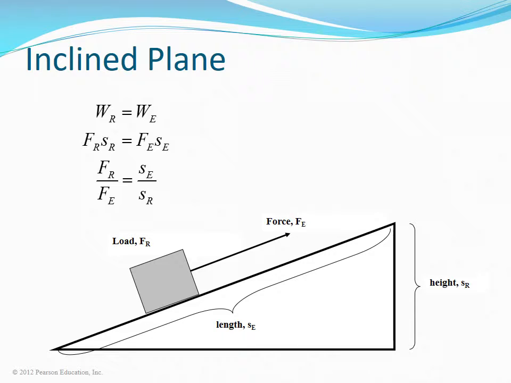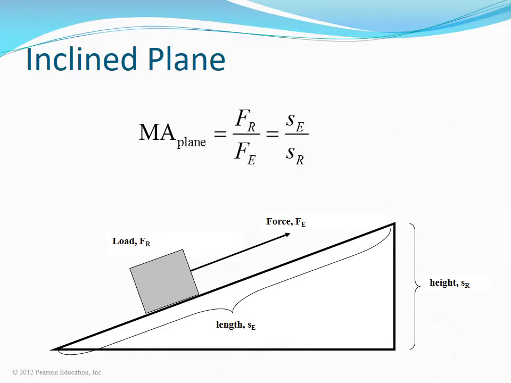The work done on the resistance is equal to the work done by the effort. The work input is equal to the load times the distance traveled up the ramp, which is the length of the ramp, S sub E. The work done in raising the resistance using the inclined plane equals the resistance times the height the resistance is raised, S sub R. The mechanical advantage of the inclined plane is equal to the distance the load is pulled up the ramp divided by the height of the load lifted above the ground.